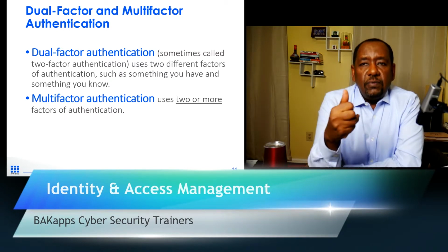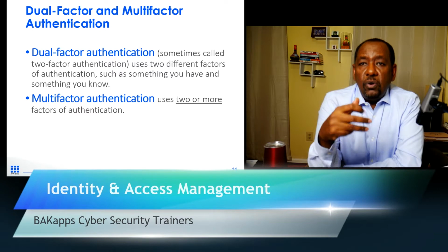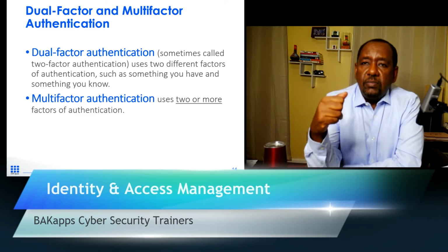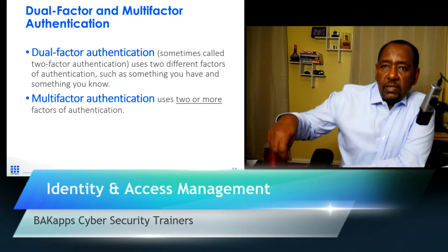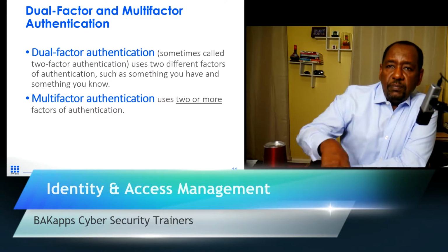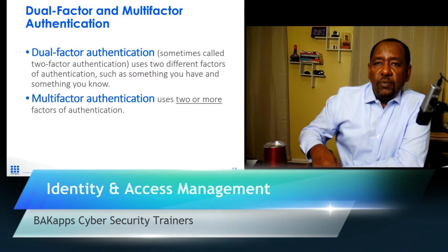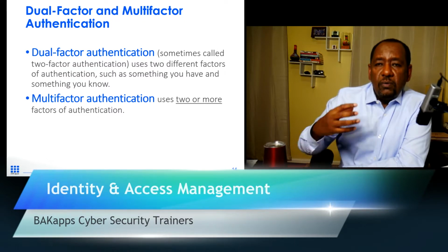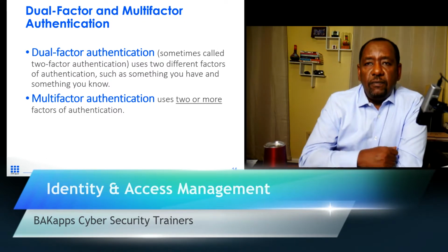When the number of authentication factors is two or more, we call it multi-factor authentication. Sometimes you use a password, your PIV card, and then on top of that you use your fingerprint. Now it is three, so it's not dual factor, it is two or more. We call it multi-factor.